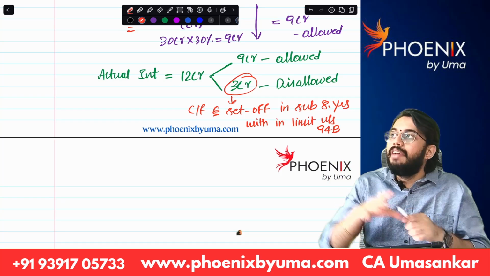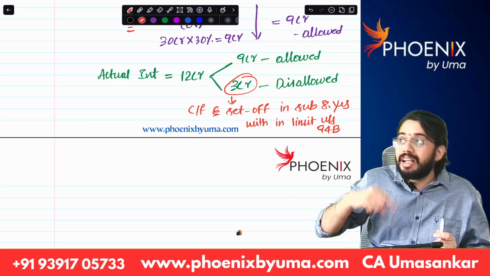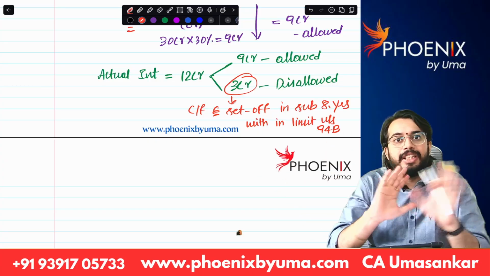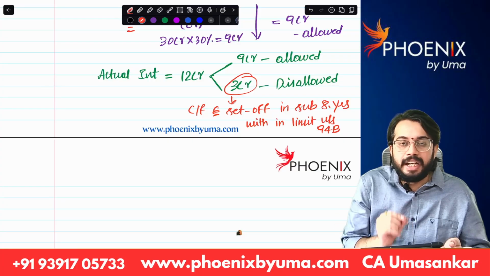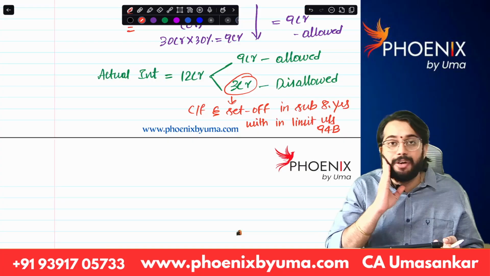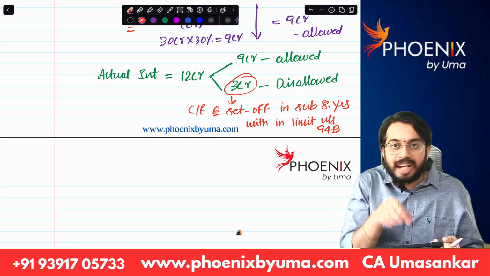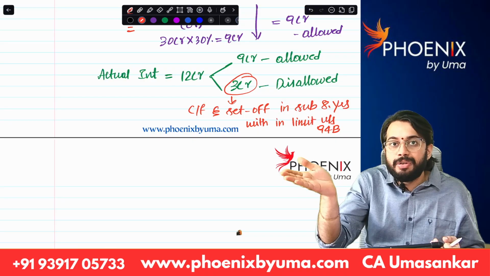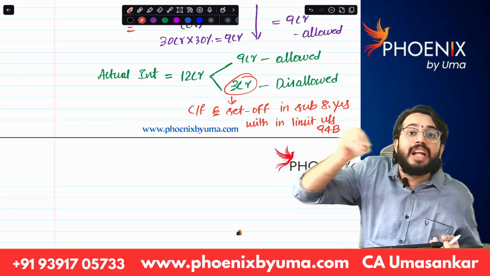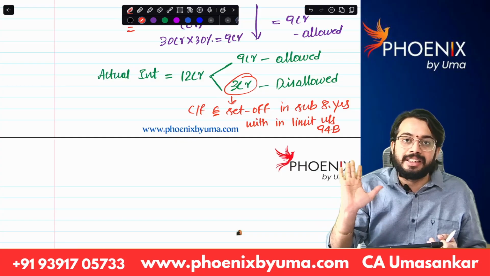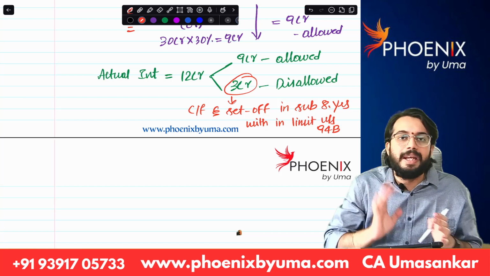Very simple. When you take loan from associated enterprise, you will pay interest. Whatever the interest that you pay, total interest is not allowed as deduction. Actual interest or 30% of EBITDA, whichever is lower, will be allowed as deduction. If there is any interest that is disallowed in current year, that can be carried forward to subsequent 8 years. Even in next 8 years also, within 94B limit only, you have to adjust. Some confusion is there, I can understand. We will do one problem, everything will be sorted out.